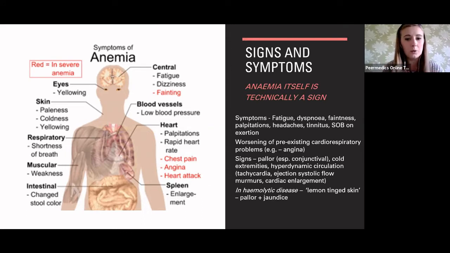And signs, obviously pallor, cold extremities, and what we call hyperdynamic circulation, which is where, because you've got this reduced volume, you get compensatory mechanisms such as your heart rate shooting up, and the heart gets bigger because it's trying to make up for that lack of oxygen not meeting the demands the rest of the body has.